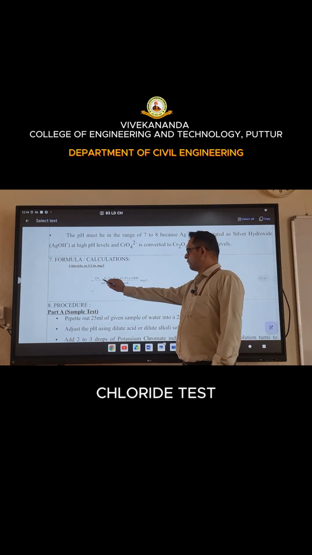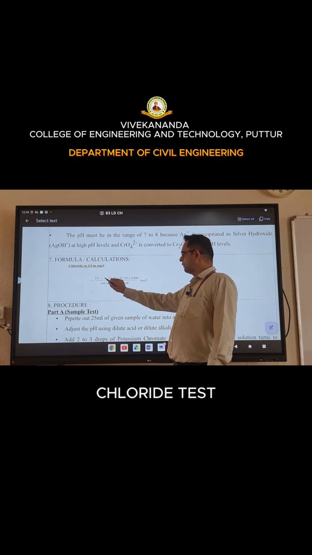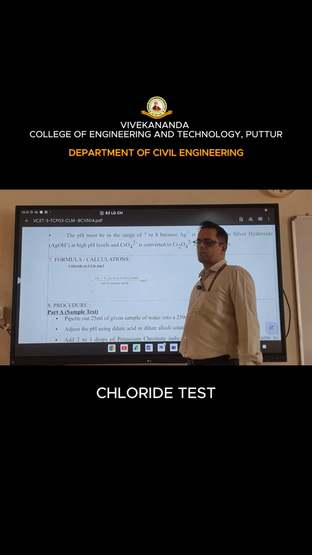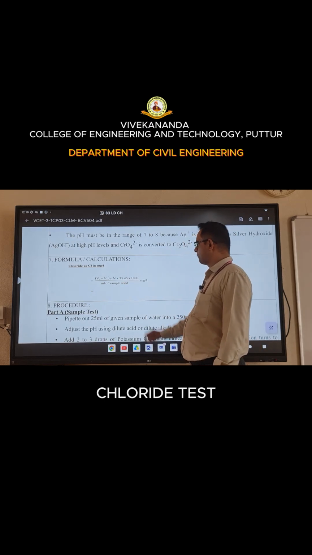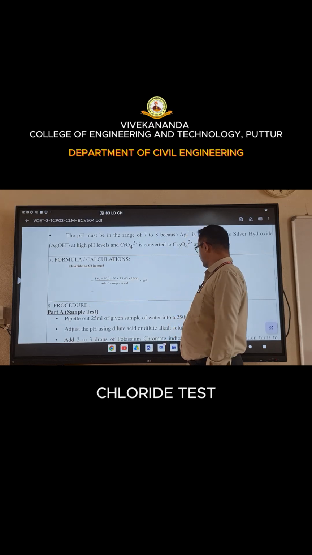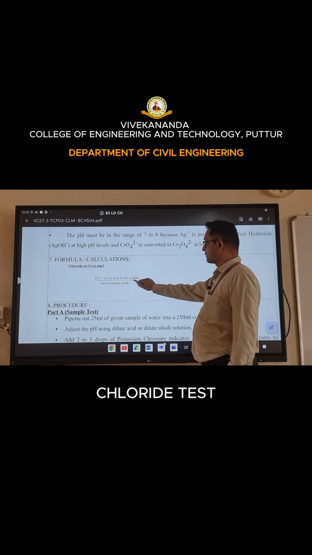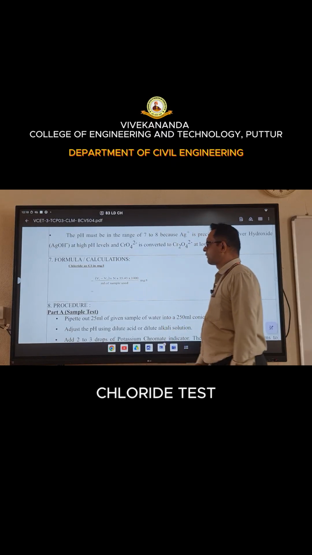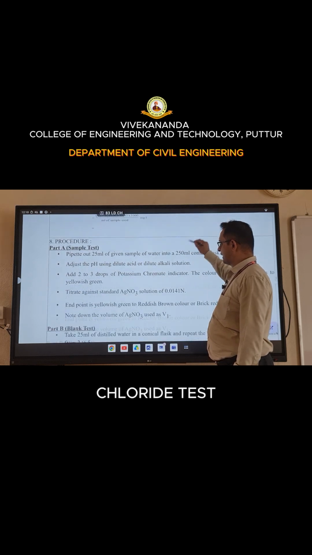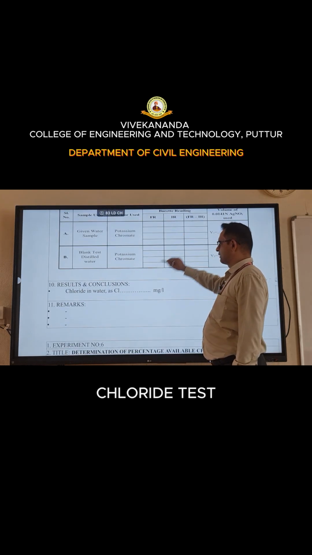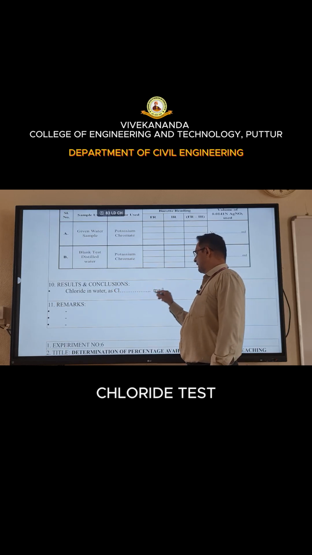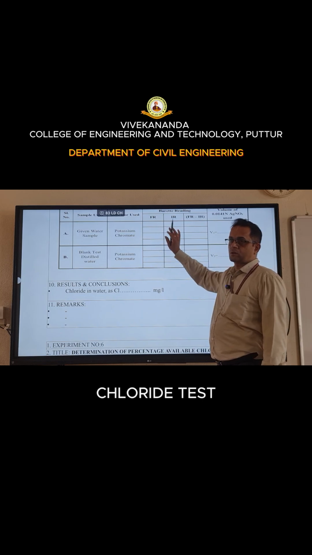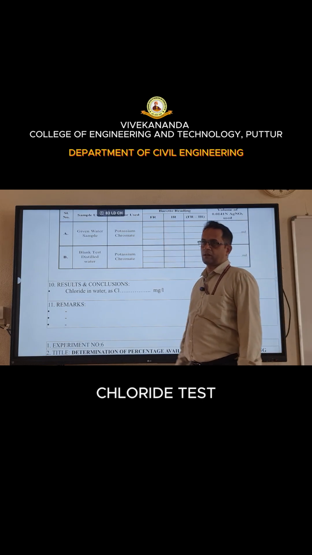Next, the calculation, very simple. Whatever V1 and V2 we got, it is V1 minus V2 into N, where N is the normality, 0.0141, into 35.45 into 1000 divided by ml of sample, that is 25 ml. Note down the value of chloride. Right. So finally, I will write down the result sheet. What is the chloride value in mg per liter? Compare it with the standard IS code, that is 10500 for drinking water.